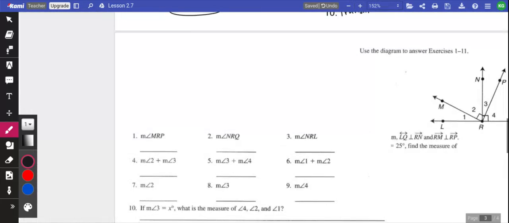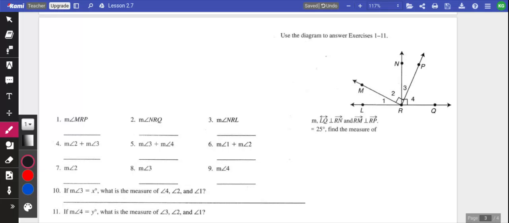Use the diagram to answer exercises 1 through 11. If I feel like part of my words got cut off, it should say in the diagram, that's what's missing here. In the diagram, LQ is perpendicular to RM. So LQ is right here and RM, and they are perpendicular. So that's why they put this 90-degree symbol right here. And RM is perpendicular to RP, so that's where this 90-degree angle comes from. And then what's missing is it says the measure of angle LRM is 25. So that is angle 1 there.